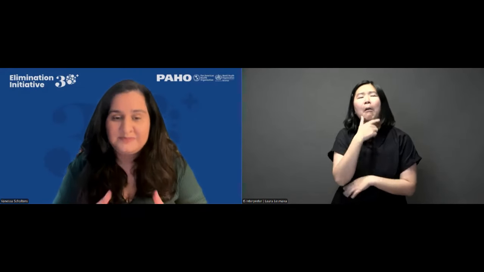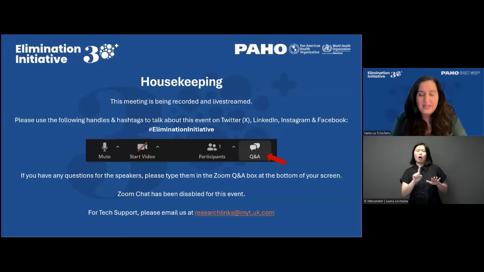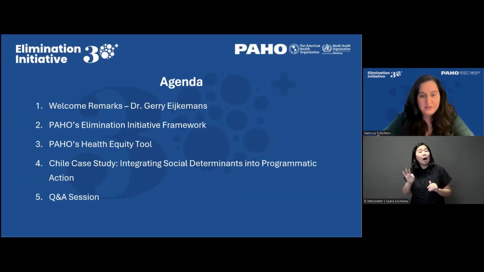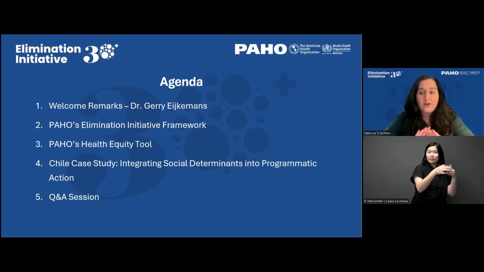Today's topic, the social determinants of health, is crucial to PAHO's mission to eliminate more than 30 communicable diseases in the Americas by 2030. This initiative emphasizes 4 key pillars: integrating health services, enhancing surveillance, addressing social and environmental determinants, and strengthening governance and financing. We'll be exploring tools and approaches to integrate social determinants into programmatic action, featuring experiences across the region.